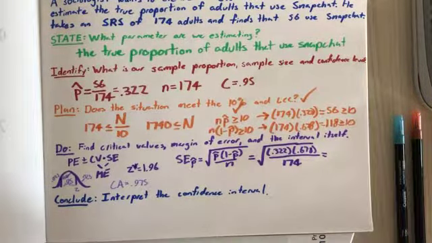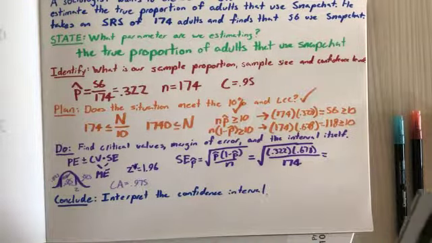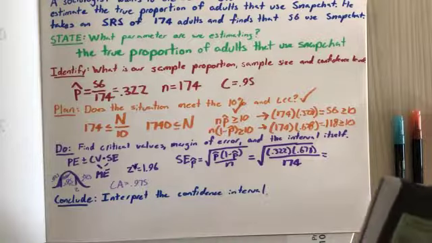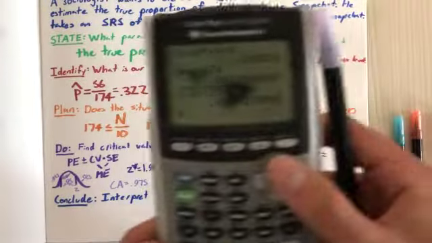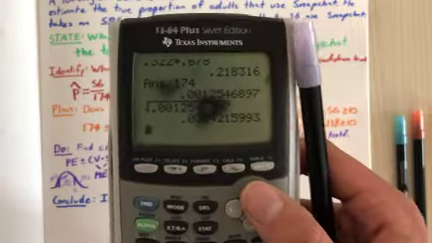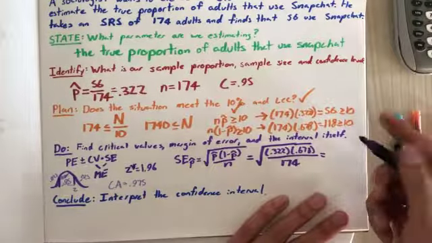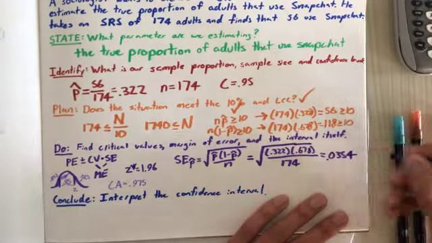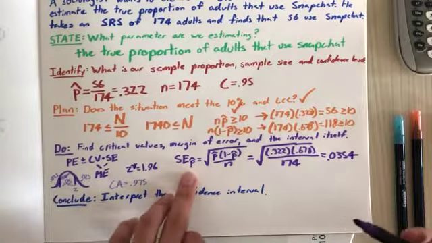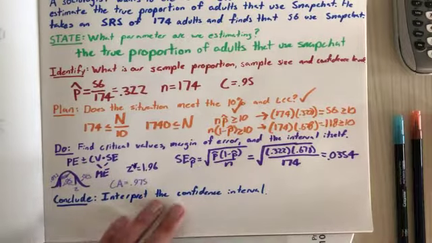So we plug that into our calculators. Find 0.322 times 0.678. Divide that all by 174, and we're going to take the square root. We get, on my bad calculator, 0.0354 is our standard error that we'll use. So now we have our standard error, we have our point estimate, and we have our critical value, which means that we can actually construct the interval.